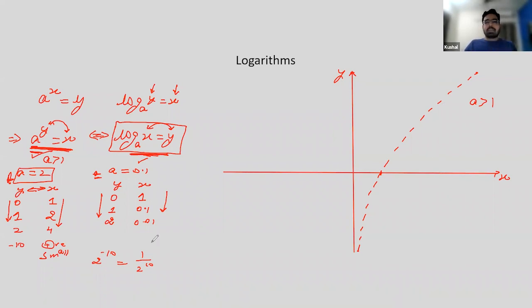Let us now develop the graph for a between 0 and 1. A between 0 and 1 is what we will be looking at.